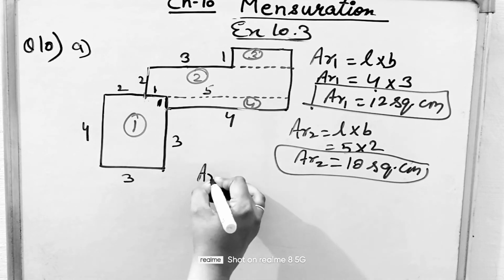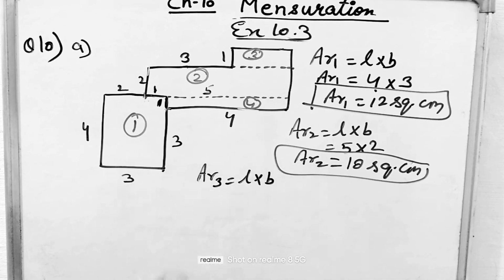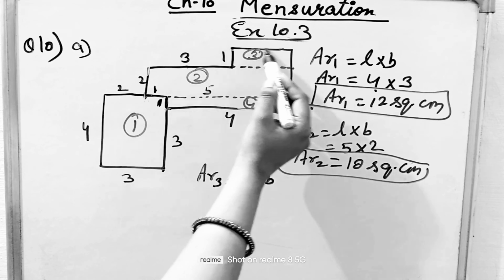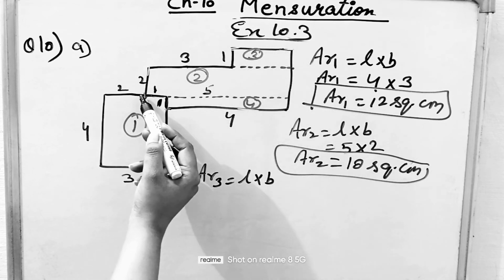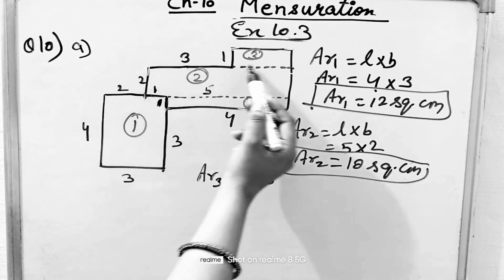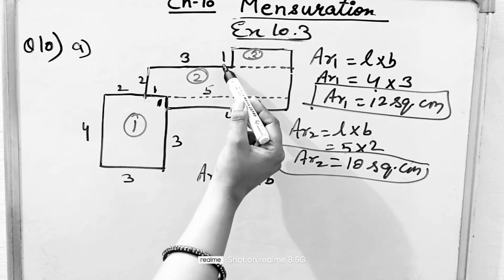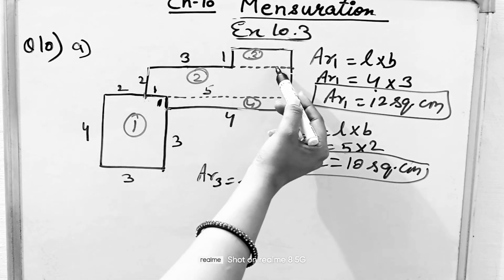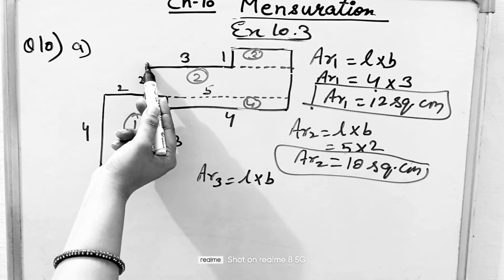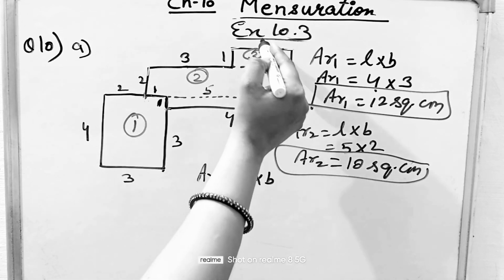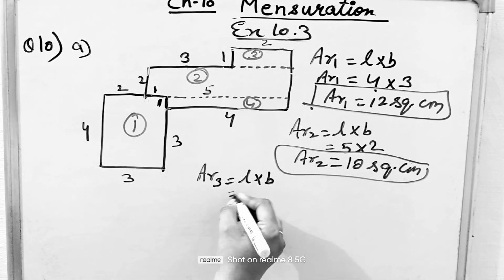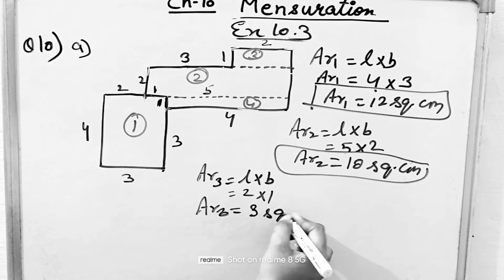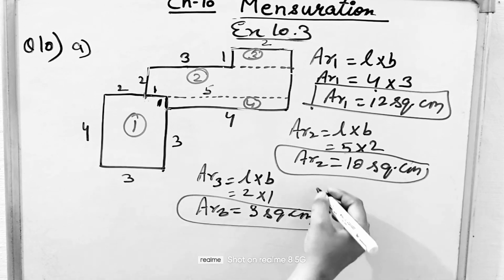Next is the area of the third rectangle. The formula is the same. Here the width is given as 1 and this length is, now this total length is 5. This is also 5 because a rectangle has opposite sides equal. So if this is 5, that means this is also 5. Now 3 is already gone here, so this will remain 2 only. So length is 2 and breadth is 1. So the area of the rectangle becomes 2 square centimeters. Now this is the third one.